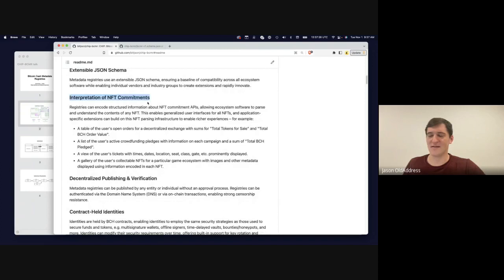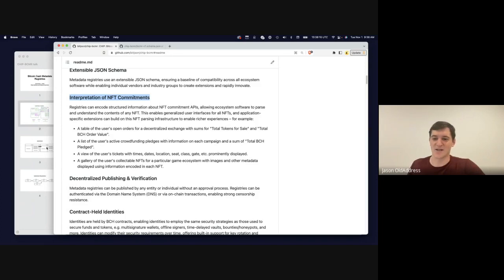But part of the metadata registry spec is being able to define what is inside those commitments so that wallets can actually understand it deeply. So if a wallet understands the NFT parsing part of the metadata registries, the wallet can actually create a table of the user's open orders on a decentralized exchange, and it can actually know that these bytes represent numbers, and they represent the total tokens for sale. These bytes represent a number of satoshis, and it can be summed across NFTs. And so we can create a total BCH order value.